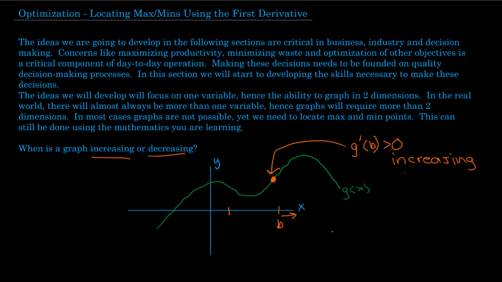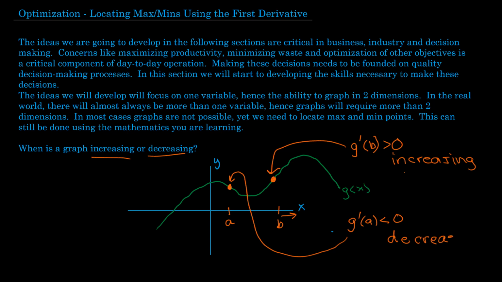I'm going to move a little bit to the left. Let's say we're at point A. At this point A, if we were to evaluate the derivative and substitute in the value of x at this point A, notice here it's in a location where the slope is going down. In other words, it's a negative slope, which means that things are decreasing.